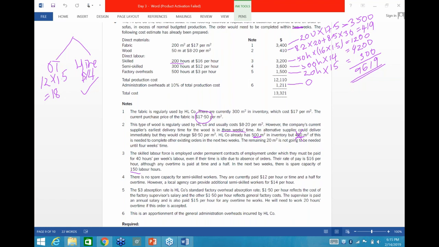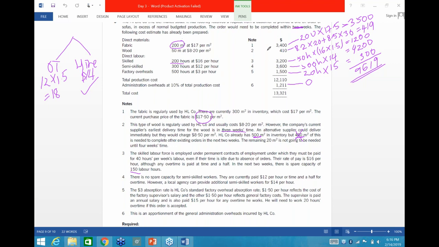This is the F5 class, Aisha. Repeat note to explanation and the wood calculation. Why didn't we take 300 of fabric in inventory? Because we need only 200. So that's your answer. So repeat note to calculation and wood.